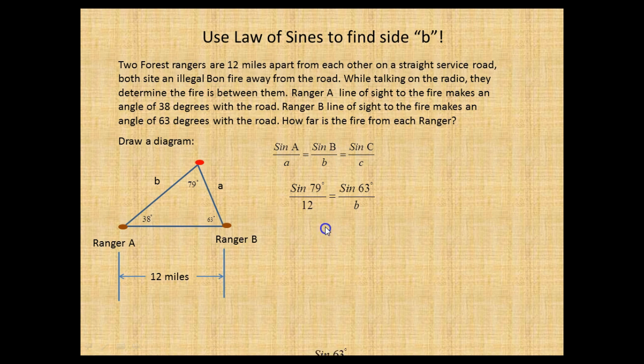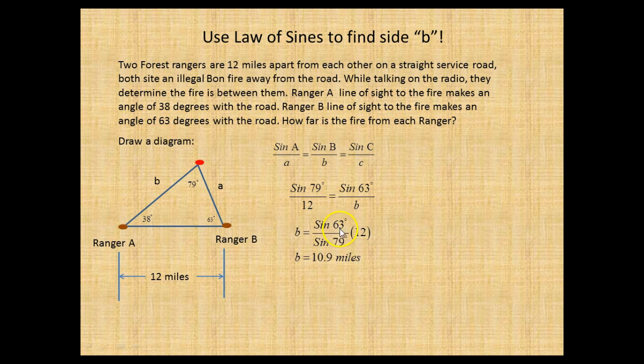So then we multiply each side by B and divide each side by sine 79 and multiply each side by 12. We come up with B equals sine 63 degrees divided by sine 79 degrees times 12. And if we do that, we have B is equal to 10.9 miles.